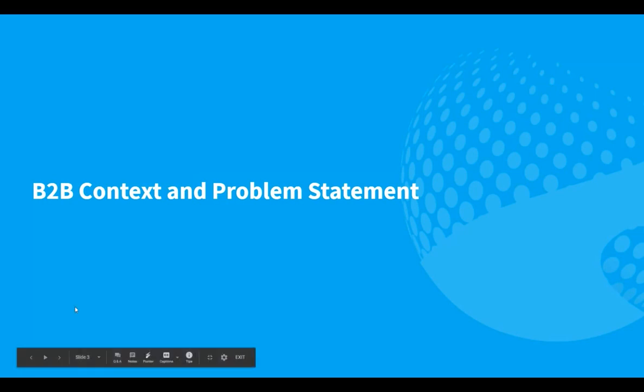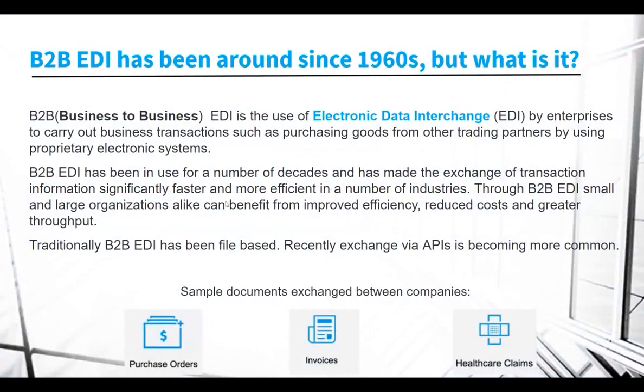So, B2B has been around for the last 40, 50 years. It's business to business communication, and EDI is the electronic data interchange between enterprises to carry out business transactions. It started in the manufacturing and retail industries, where they normally used a manual, paper-based approach for purchase orders, invoices, and sales orders.